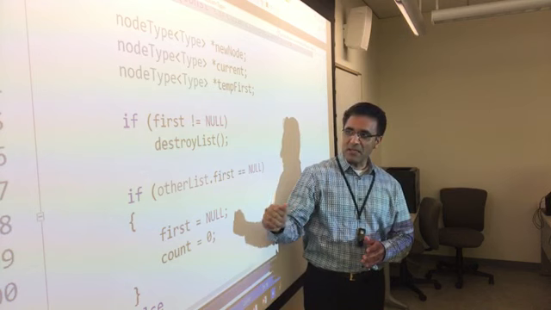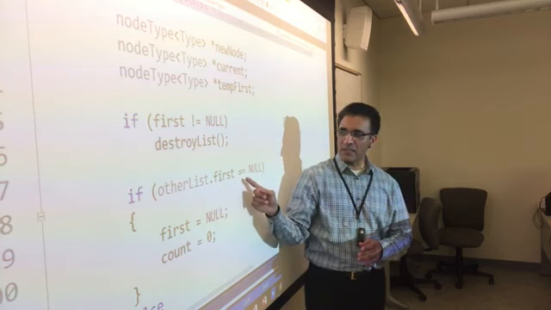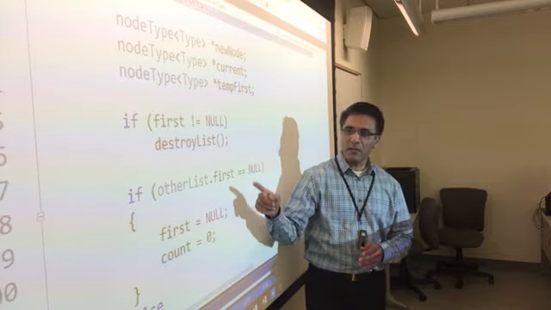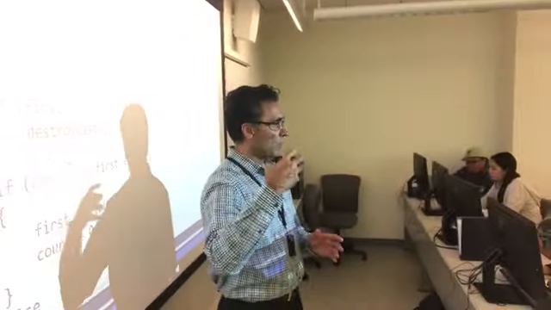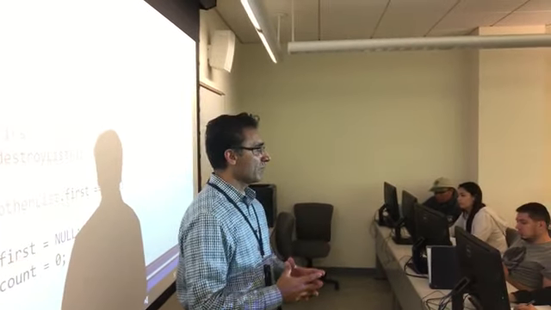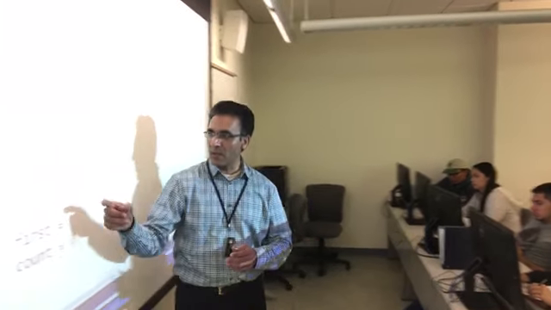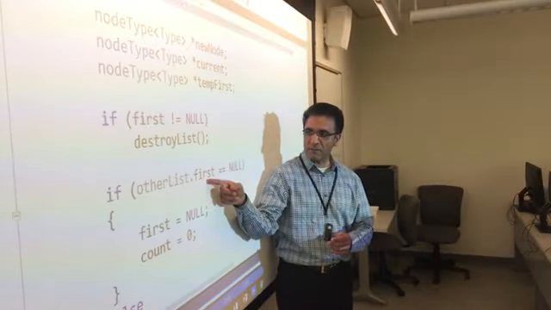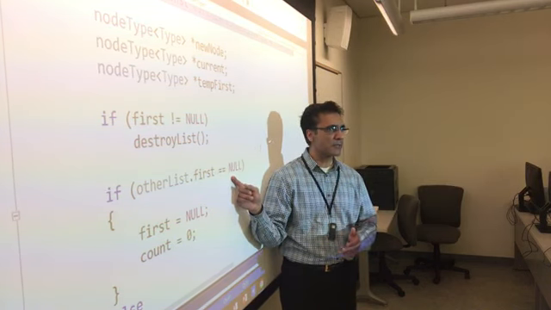Okay, if that's not the case, it means we come here if other list dot first equals null. Now other list is list 1. Other list is what is coming in, which is being provided to us. That's the list we want to copy to our new list. So I'm checking if the other list dot first is null. What exactly does that mean, guys, in plain English?